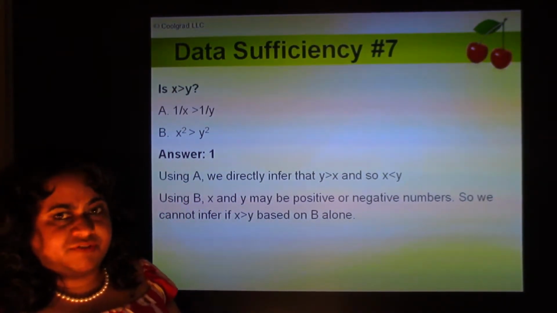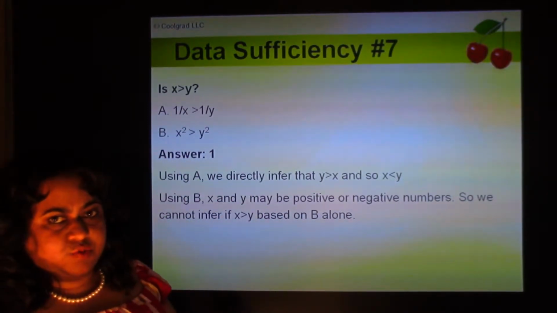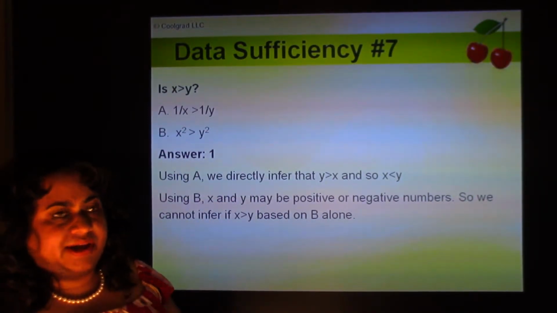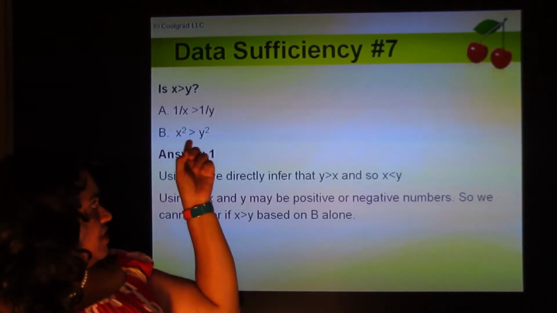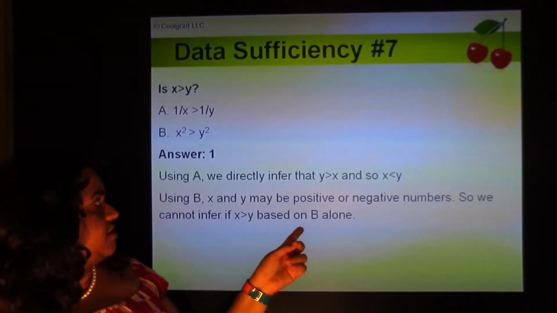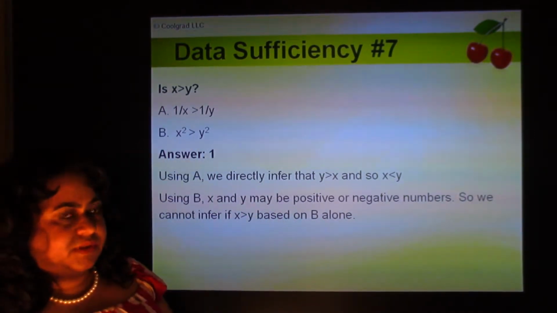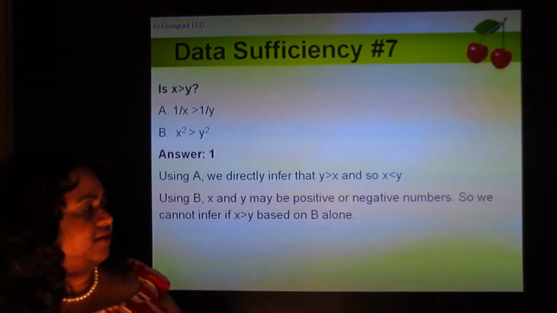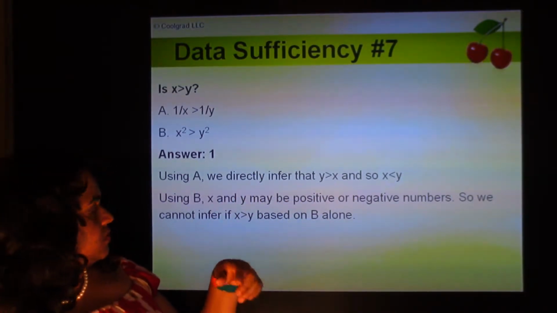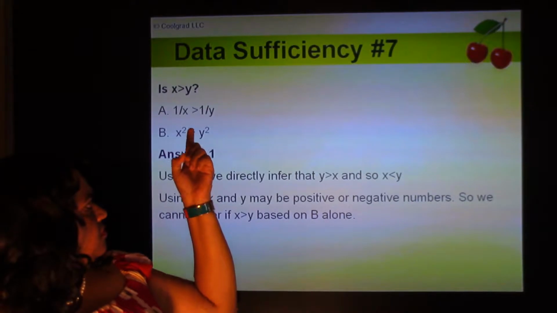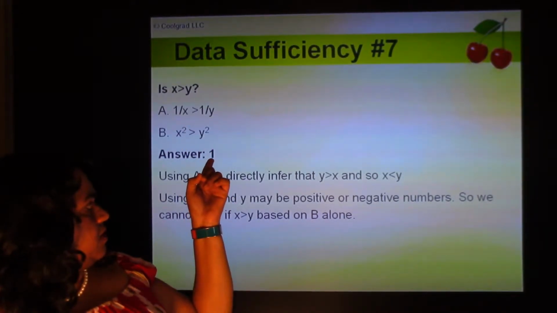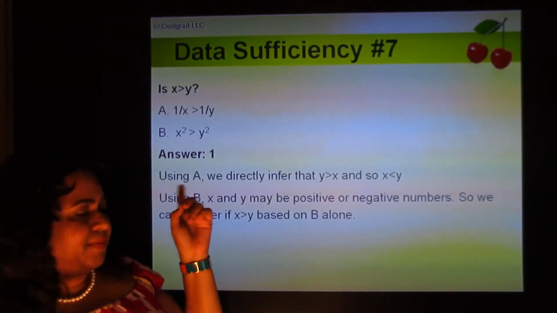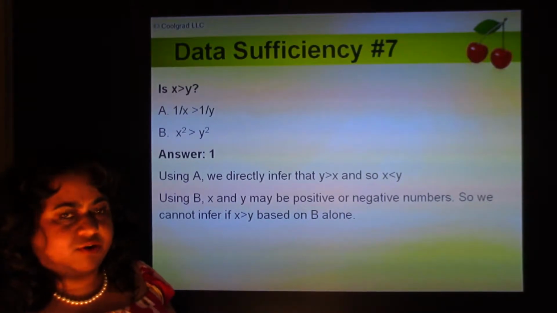And if suppose they are positive numbers, x is 3 and y is 2, then x is greater than y, and this condition still holds. So using this information alone, we cannot answer if x is greater than y. But using A alone, we can answer the question. So option 1. Statement A alone is enough, but statement B alone is not enough.